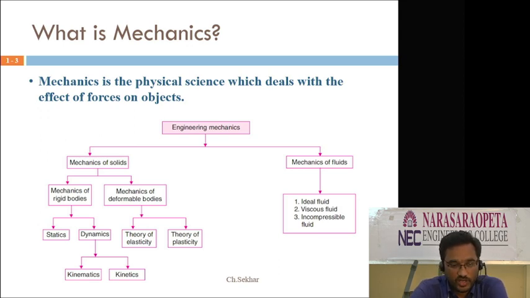but engineering mechanics. Engineering mechanics is divided mainly into two types: the mechanics of solids and the mechanics of fluids. Mechanics of solids can be divided into mechanics of rigid bodies and mechanics of deformable bodies. Mechanics of rigid bodies means the body does not undergo any deformation while a load is applied. That is called a rigid body. Here we are studying the rigid bodies, that is nothing but the mechanics of rigid bodies.